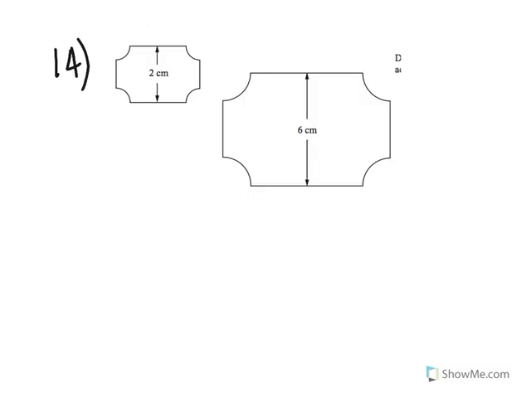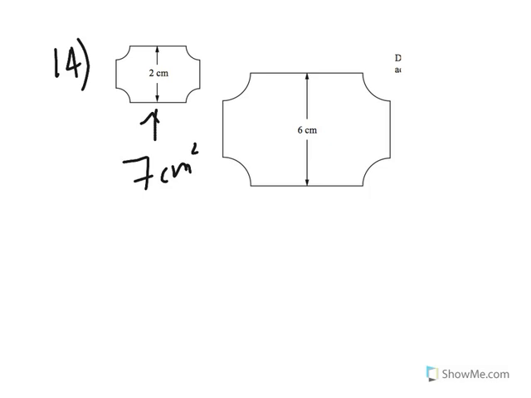Alright, question 14 says that there are two supermarket price tickets and the two price tickets are mathematically similar and the area of the smaller ticket is 7 centimeters squared. So this is 7 centimeters squared. And you have to calculate the area of the larger ticket. Now with mathematically similar shapes, we consider the ratio of their lengths. If you square them, that'll be the ratio of their areas when they're mathematically similar.